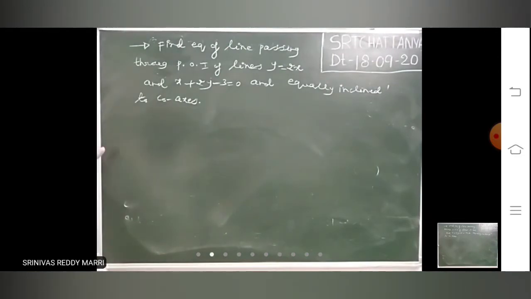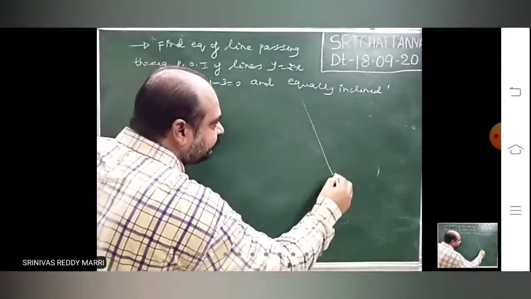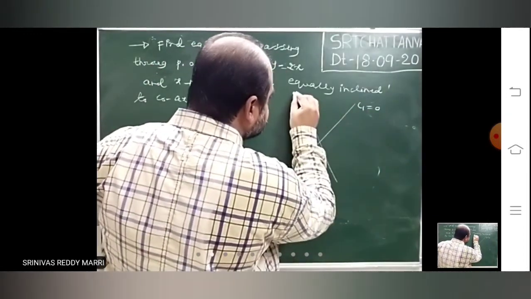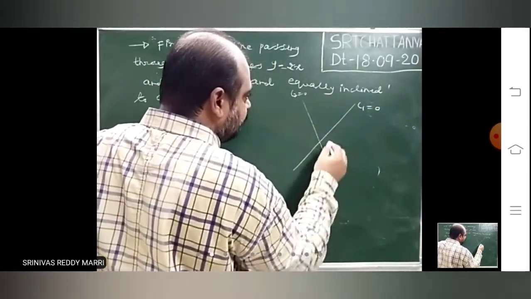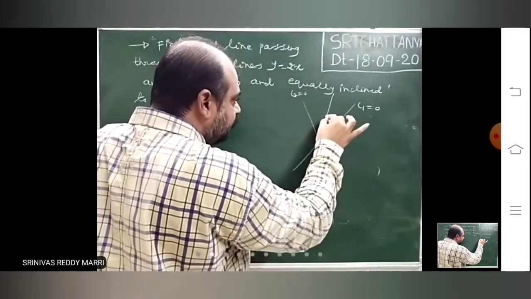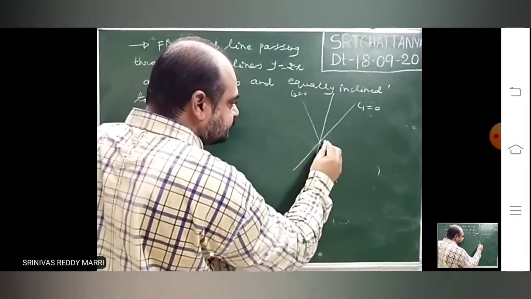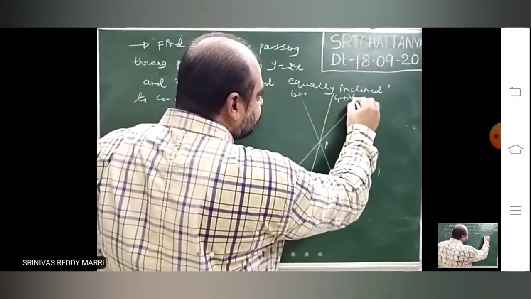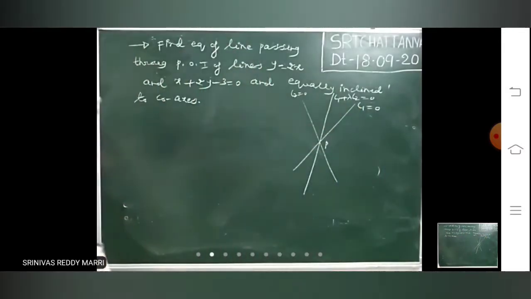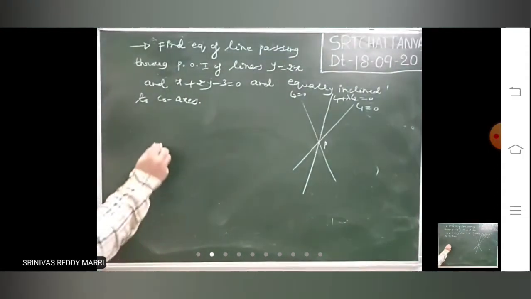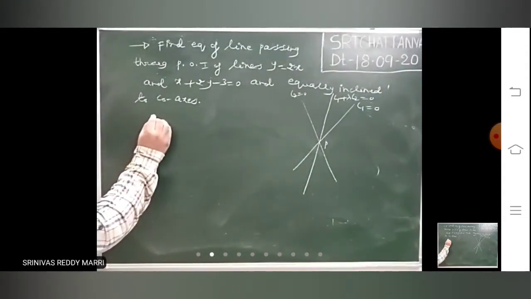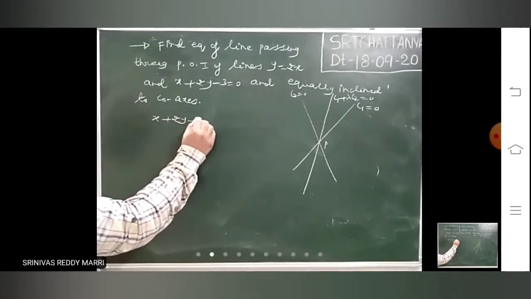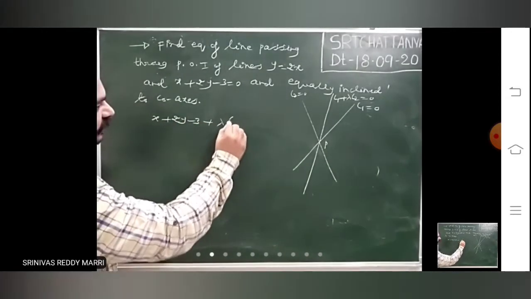So there are lines which are passing through the point of intersection of two lines, L1 equal to 0 and L2 equal to 0. There is a line you want. That means this will be of the form L1 plus lambda L2 equal to 0. Anything you can take as L1, anything you can take as L2. This is one method.